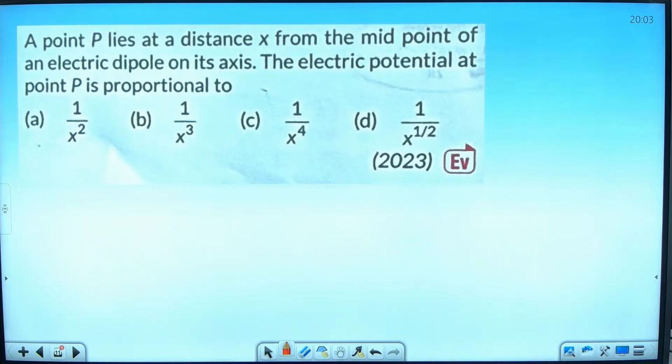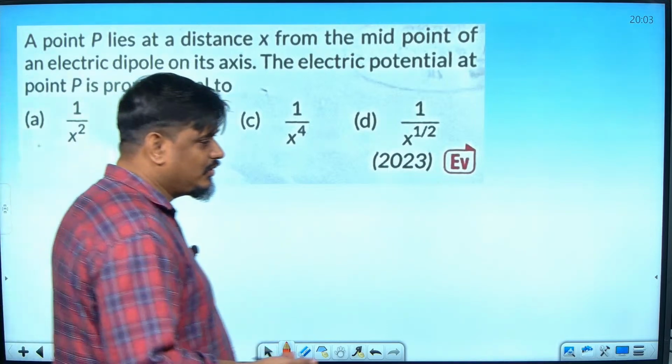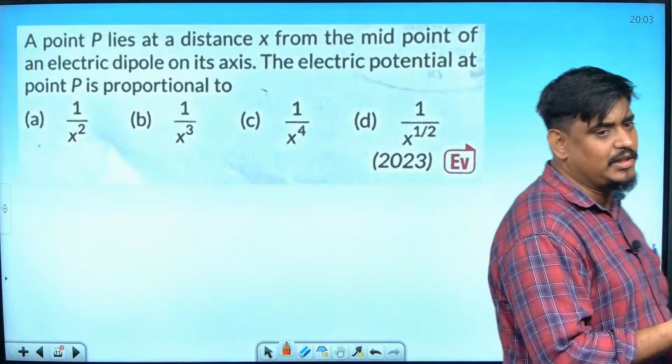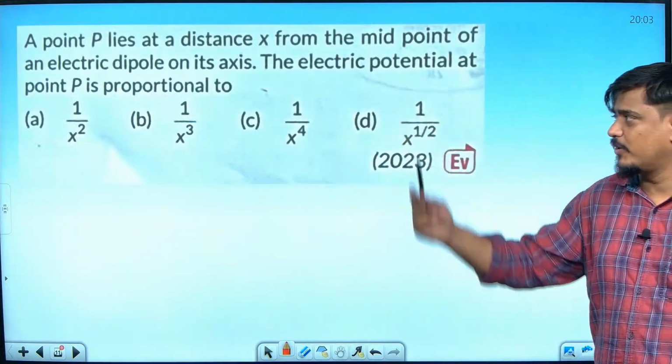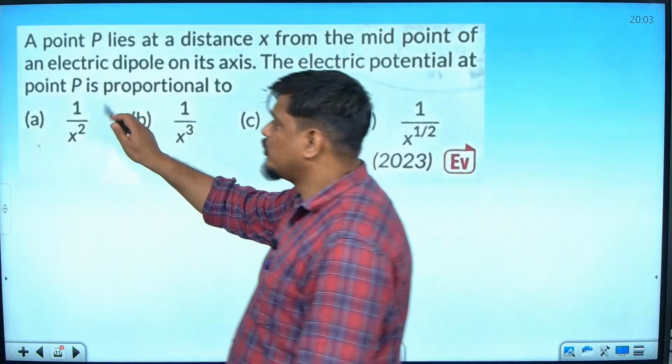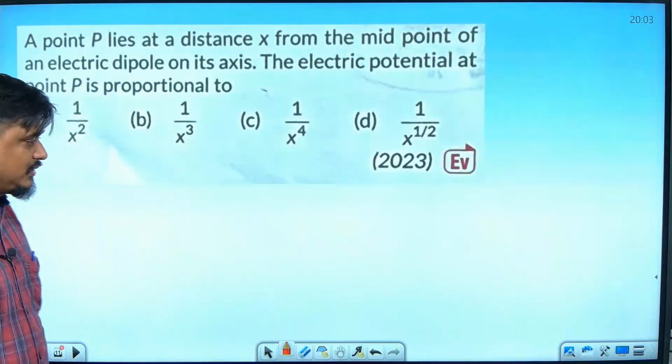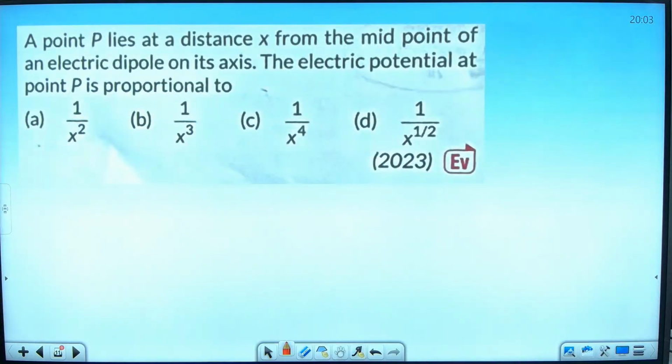Option? Obviously A, isn't it? We know that V is equal to Kp by R square for the axial point, and they are asking for the axial point only. So, it is proportional to 1 by x square. Anybody has doubt in this question? I do not think you should have. The answer is obviously A.